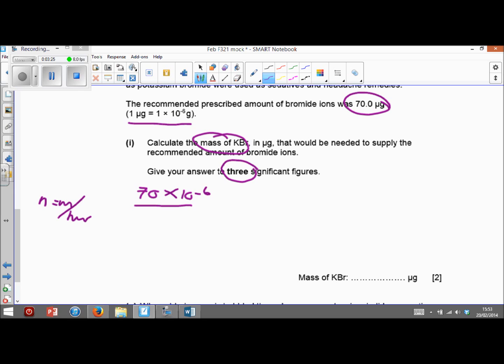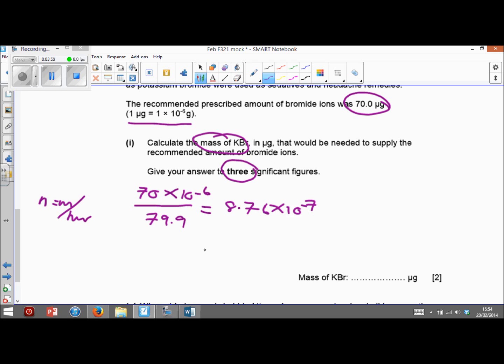The Mr of bromide is 79.9. That should give us a moles of 8.76 times 10 to the minus 7. But it wants a mass of potassium bromide. Now we just assume it's a 1-to-1 ratio. It is a 1-to-1 ratio. So we should have 8.76 times 10 to the minus 7 moles of potassium bromide.